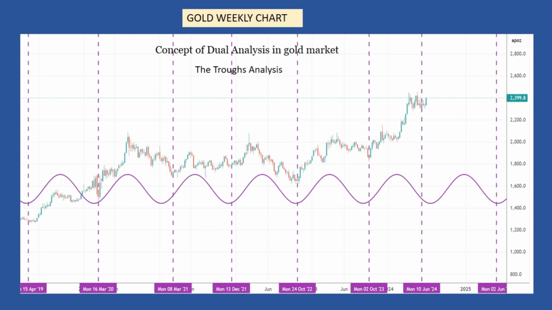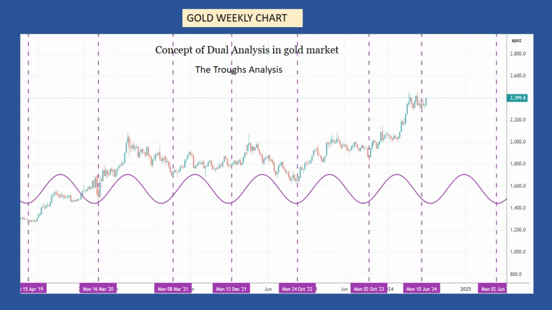Concept of dual analysis in gold market. The concept of dual analysis in the gold market represents a sophisticated approach to market analysis that extends beyond traditional cyclic analysis methods. Based on Hurst's principles, this methodology involves analyzing both market peaks and troughs simultaneously, providing traders with a more comprehensive understanding of market movements.